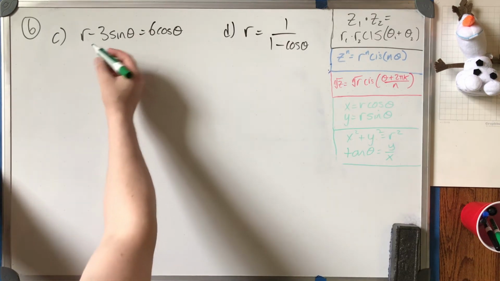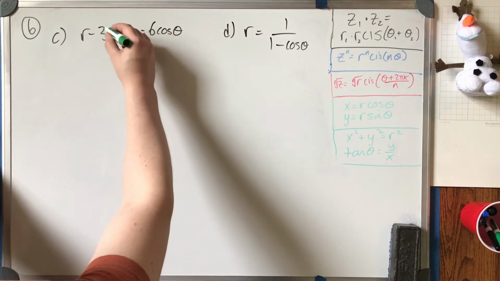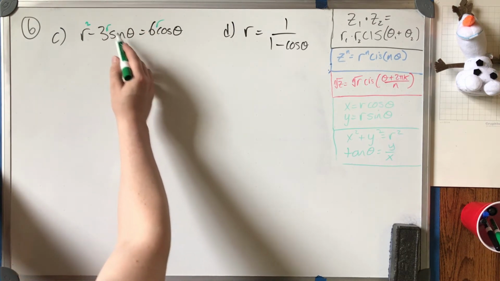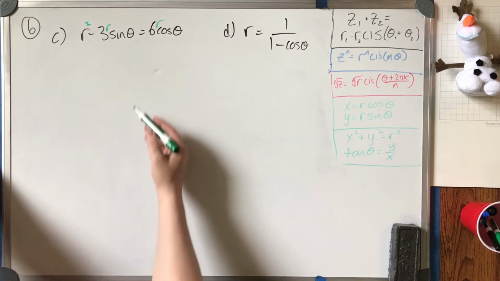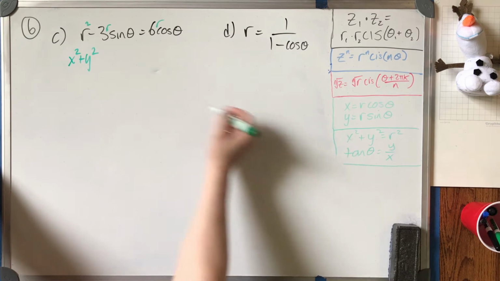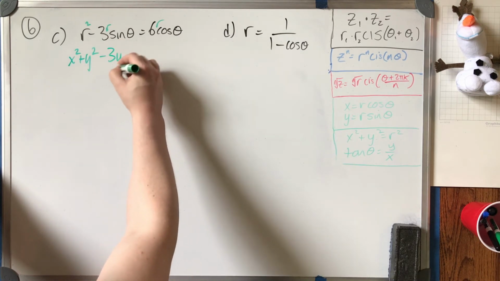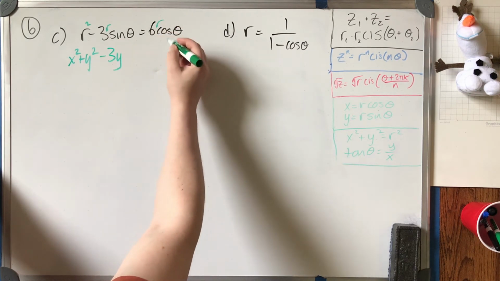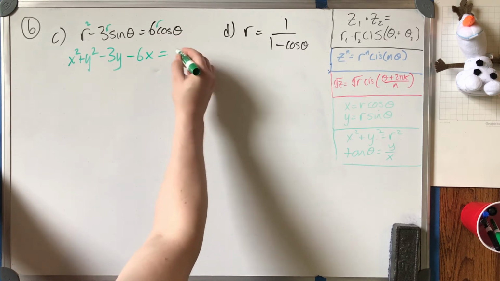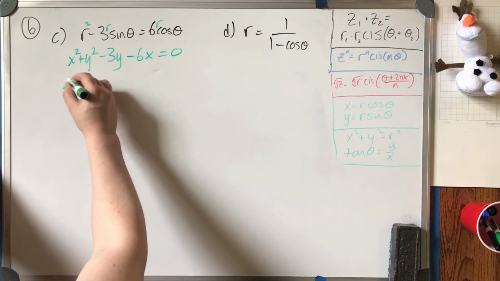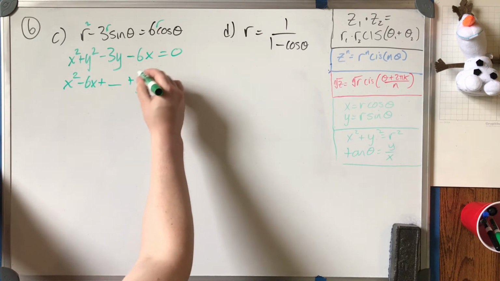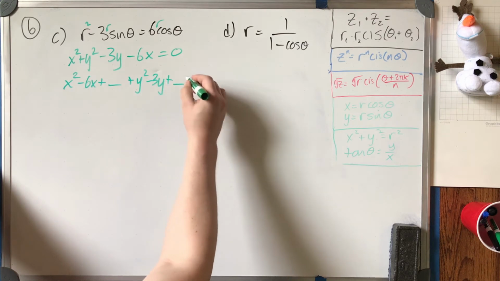Same idea for c. We need these to have r, so I'm just going to multiply an r by everything. So I'll get r squared minus 3r sine equals 6r cosine. The r squared over here is going to become x squared plus y squared using the formula. This is going to become minus 3y, and I'm just going to subtract this over at the same time, so I'm going to have a minus 6, r cosine is really x, equals 0. Now I'll just rearrange things to group things together and leave my little blanks for when I complete the square.